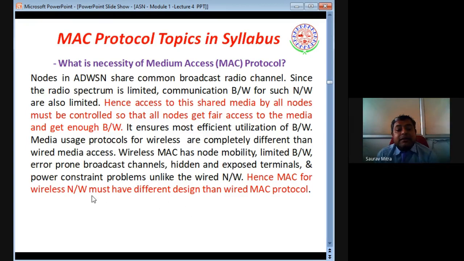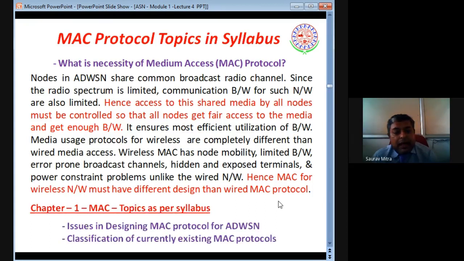MAC in a wireless network has defined certain rules. If those are followed, then even within a highly constrained environment of energy and bandwidth, the nodes will be able to transmit data from one place to another. So this chapter 1 topic will be MAC, that is medium access control, and the issues in designing a MAC protocol for ad hoc wireless sensor networks.